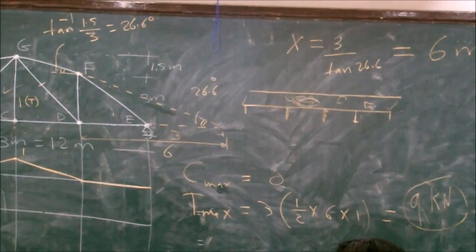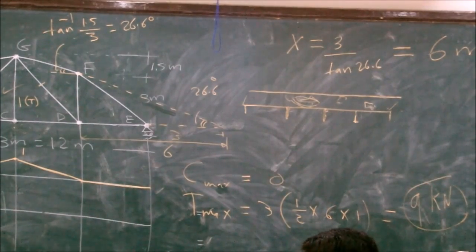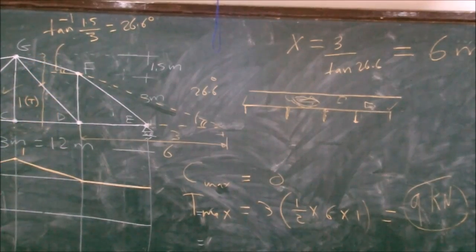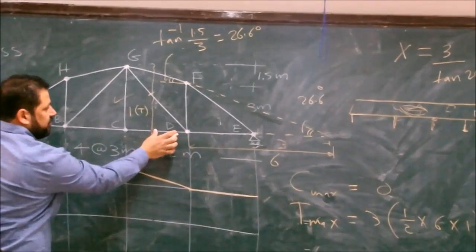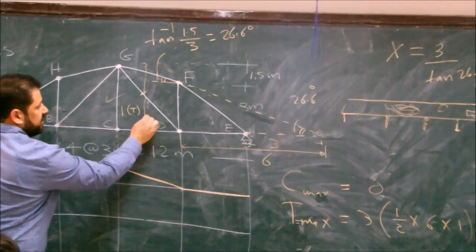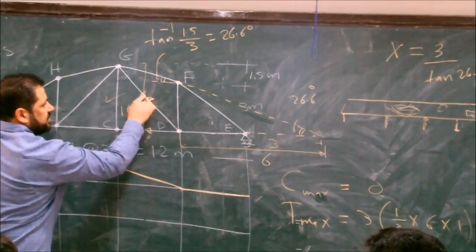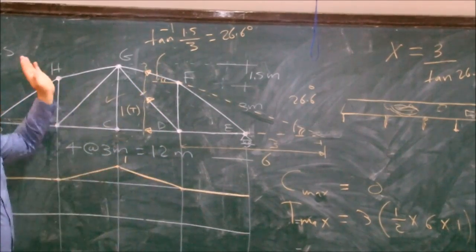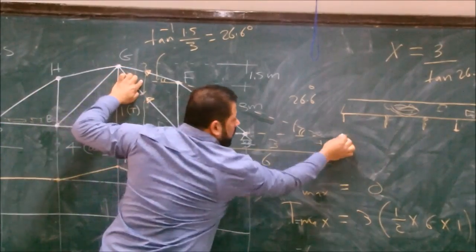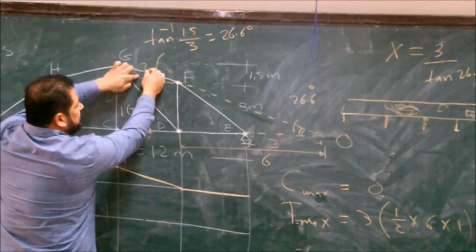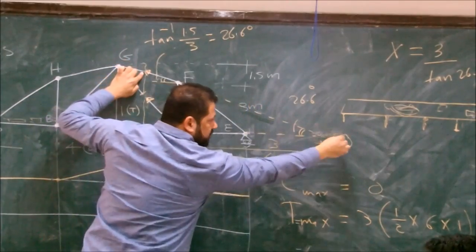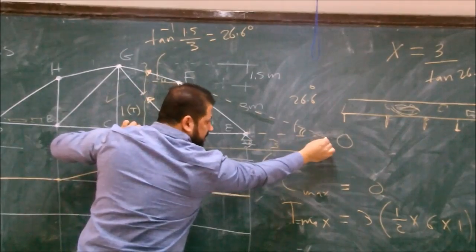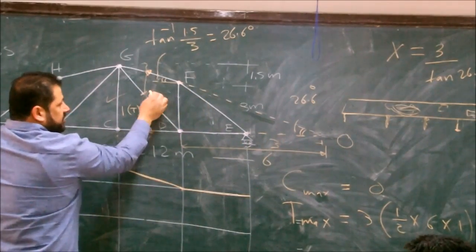I'll show you why. Now all this is for the analysis. Now look, this is what our section will be. When we take the section, we will have a force in this member, let's assume a tension, and a force in this member, assume tension. When I take the moment at this point O, this force gives you 0 moment, the same line of action. This member gives you 0 moment. Only this member will give you a moment.